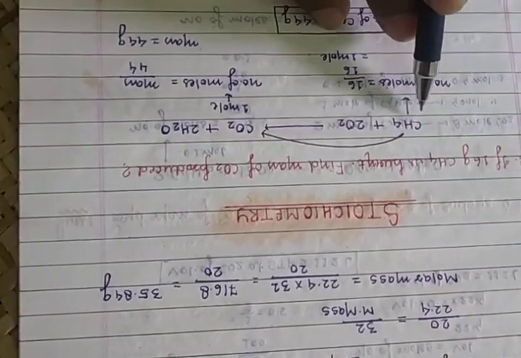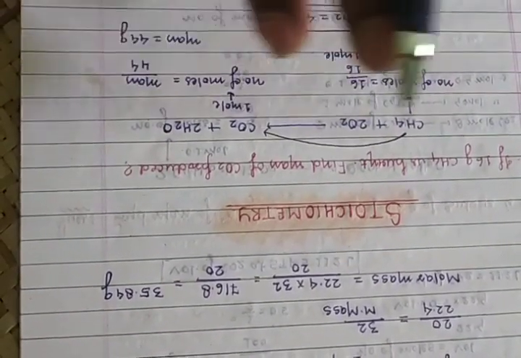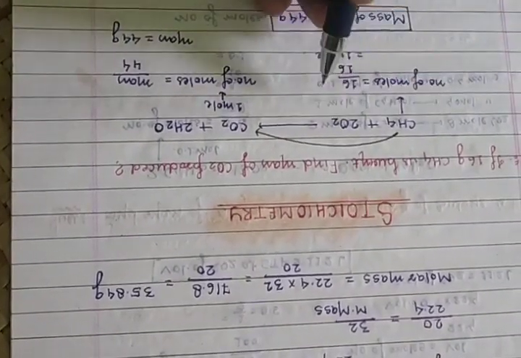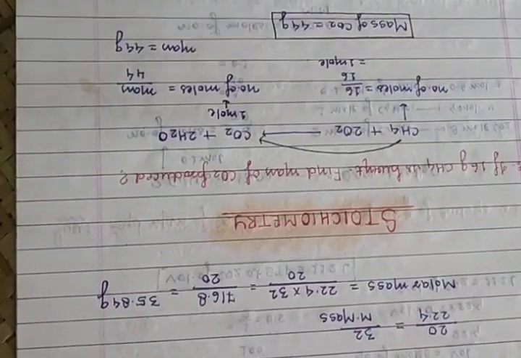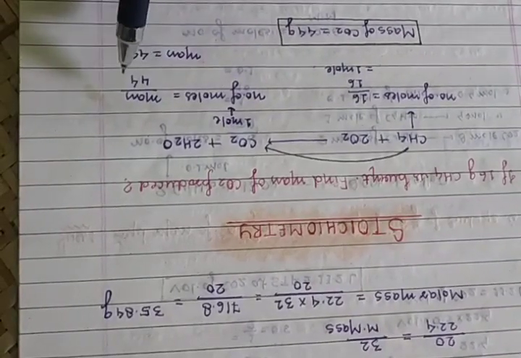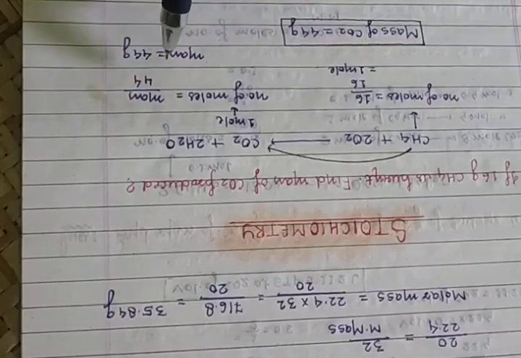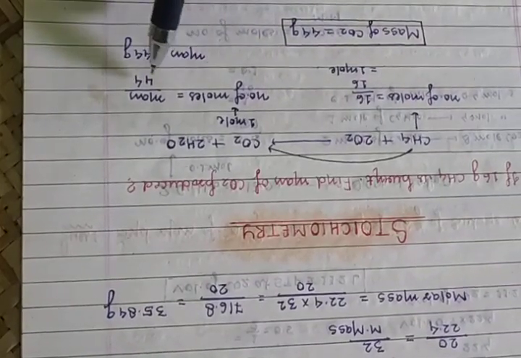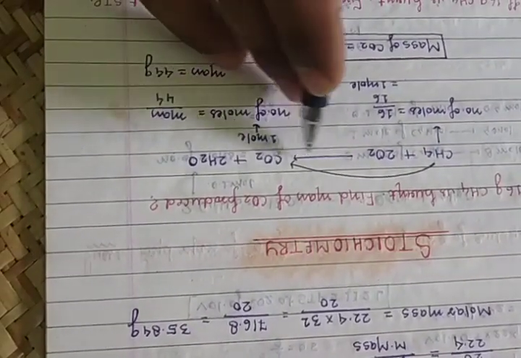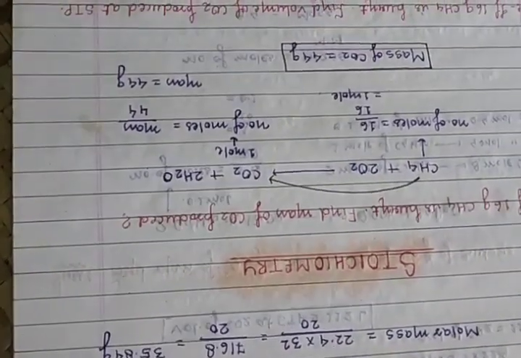So just check, there is 1 mole of CH4 and 1 mole of CO2. Clear? 1 mole, 1 mole. Now number of moles is equal to mass upon molar mass. Mass is given and the molar mass of CH4 is 16. So there is 1 mole. Now again here is 1 mole, so again number of moles is equal to mass upon molar mass. So 1 mole is given, 1 into 44. So mass is equal to what? 44 gram. So the mass of CO2 produced is equal to 44 gram. This is a very easy question.